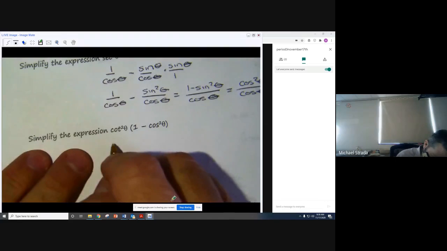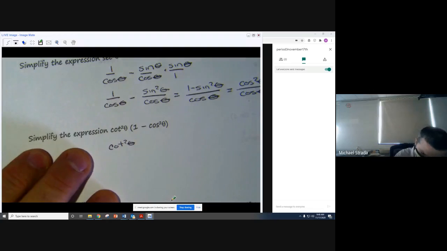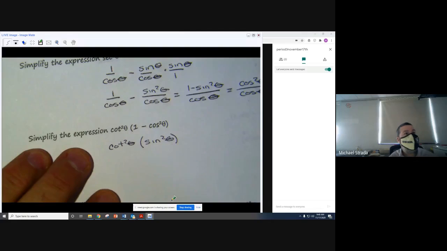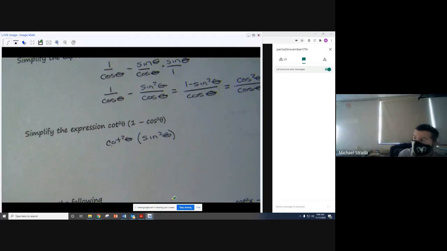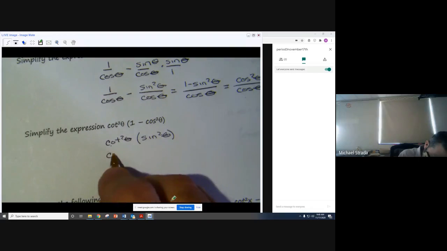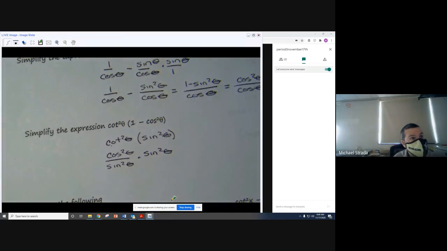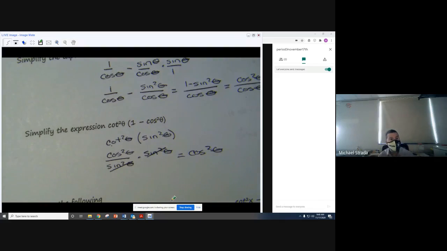I'm going to leave the cotangent squared, because that's by itself. I'm going to work with the 1 minus cosine squared. 1 minus cosine squared is sine squared. The cotangent squared, then, you can use it just like cotangent, quotient identity: cosine squared over sine squared. What do the sine squareds do to each other? Cancel out, leaving you with just cosine squared. All right.